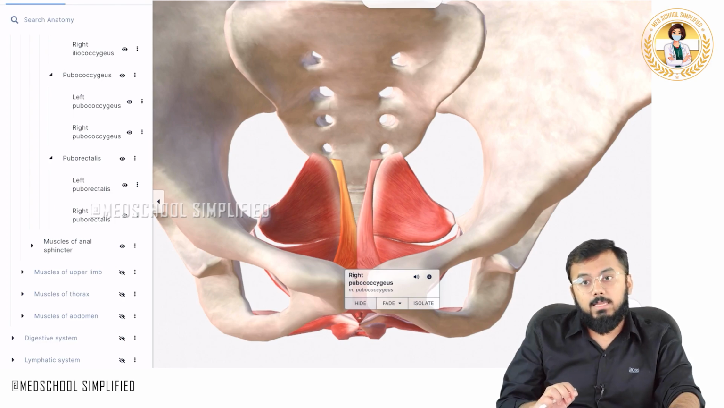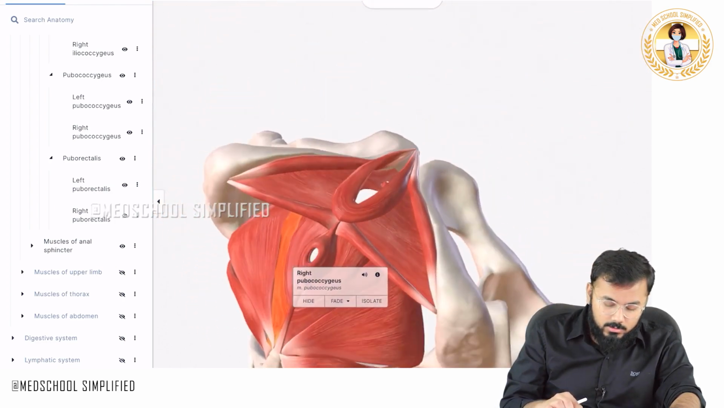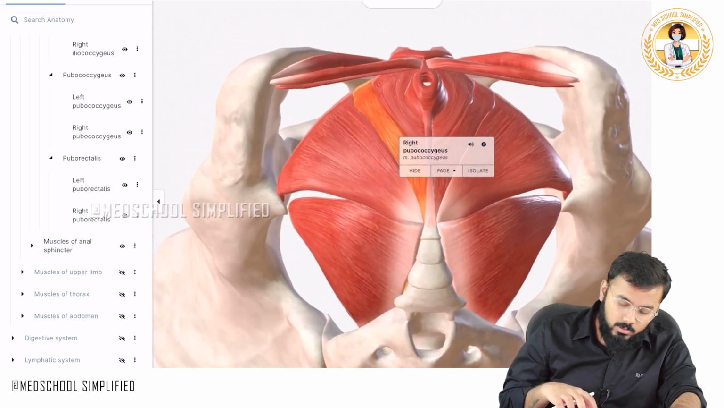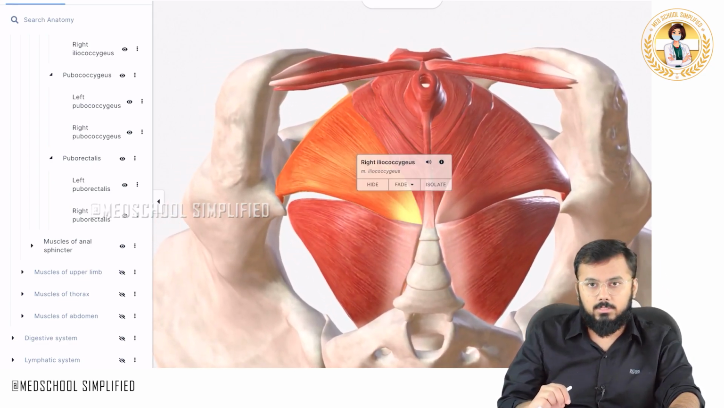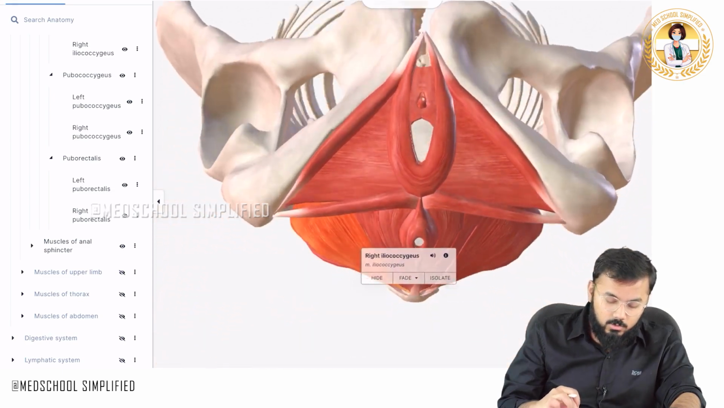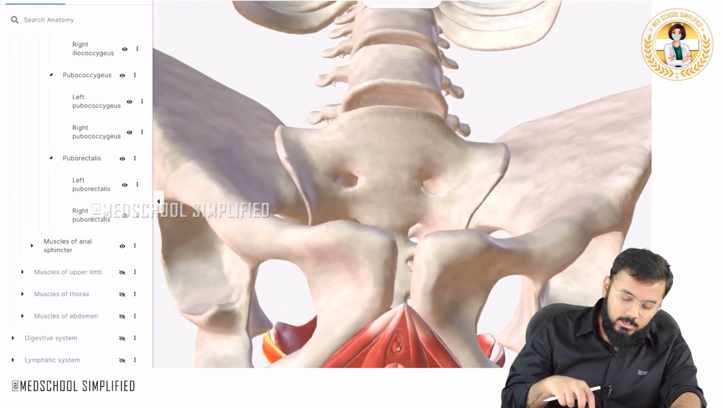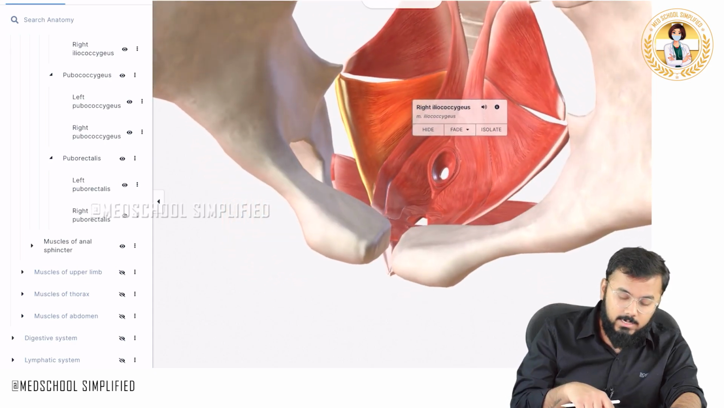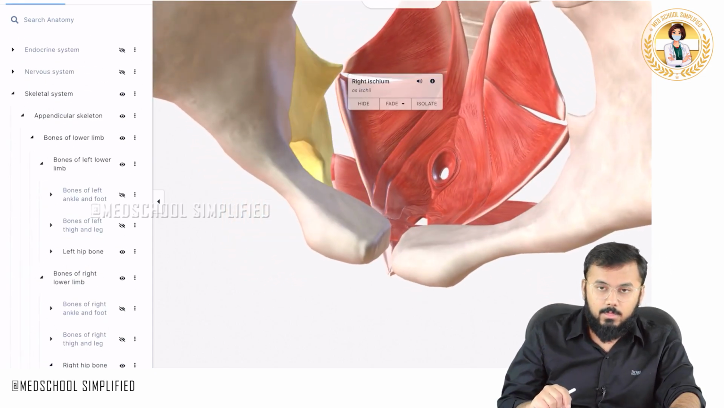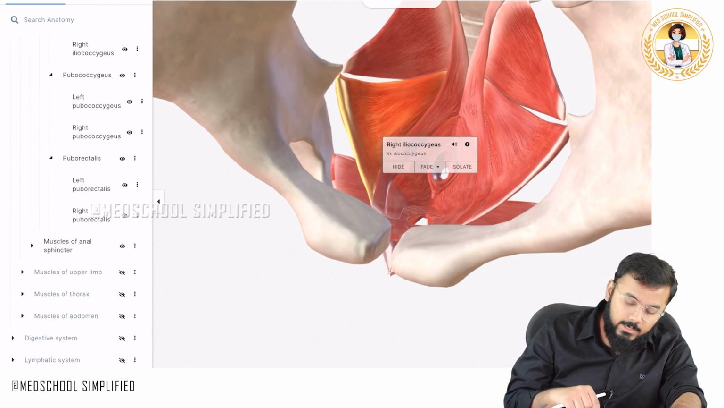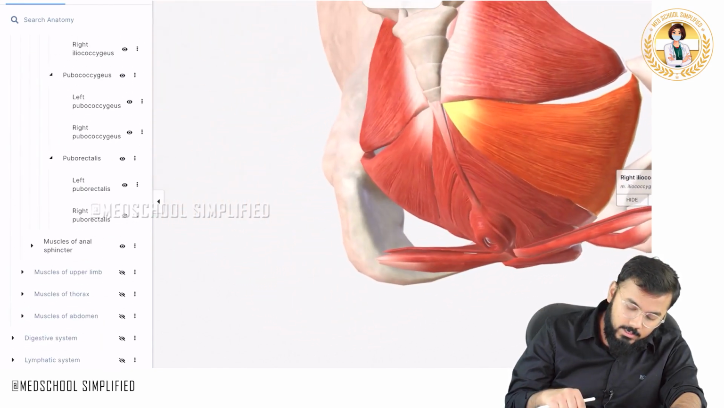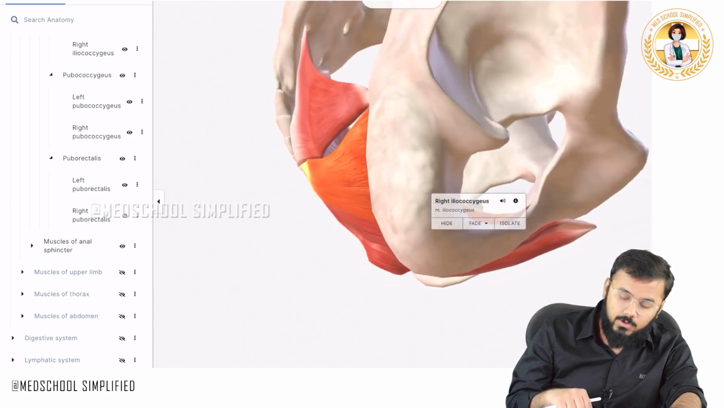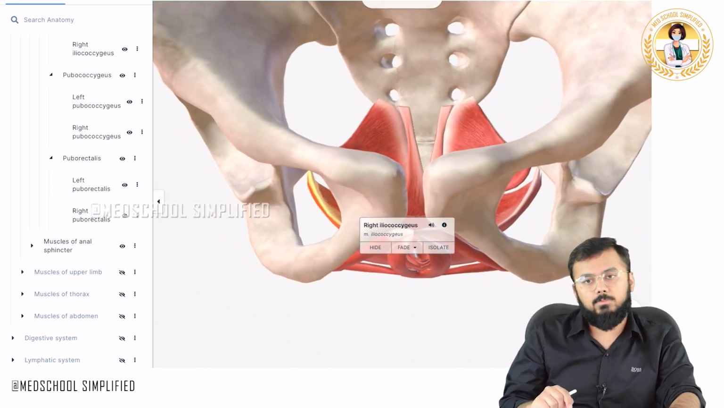Third important one is iliococcygeus. Where is iliococcygeus? See, the muscle that is side to that is iliococcygeus. See, this one is iliococcygeus, right? So why is it called iliococcygeus? Let us see. It should attach from the ilium to the coccyx. See, on one side it is attached to the ilium. Yes or no? On the other side, at the back, it is attached to the coccyx. Yes or no? That is why you call it iliococcygeus muscle.